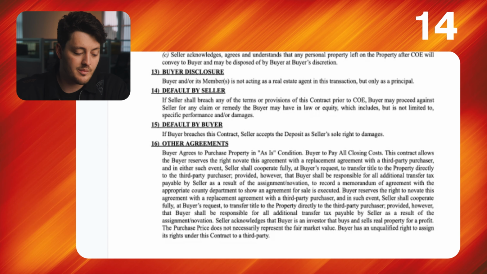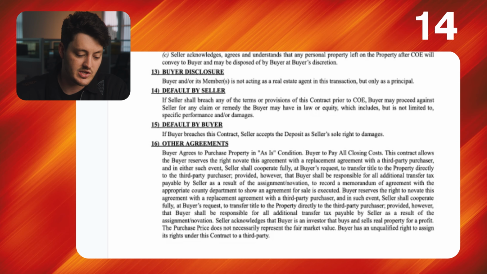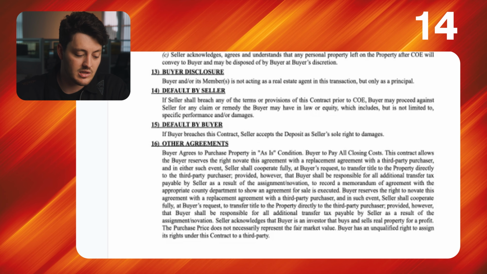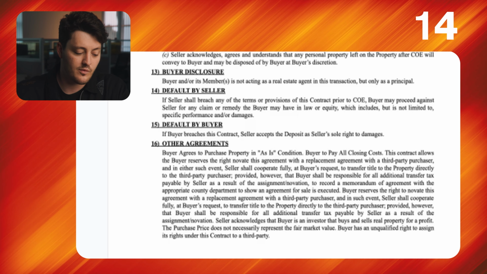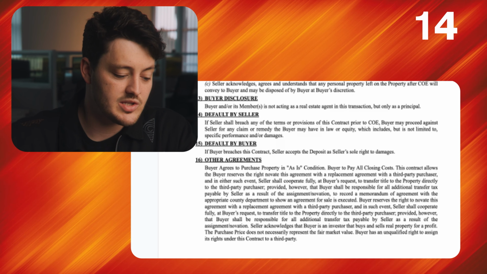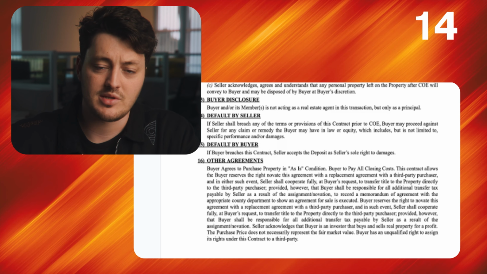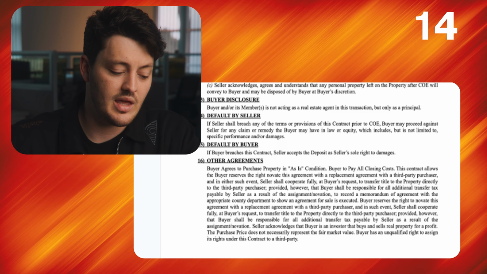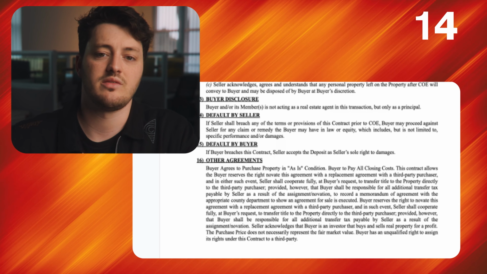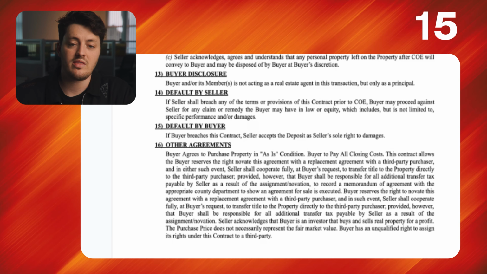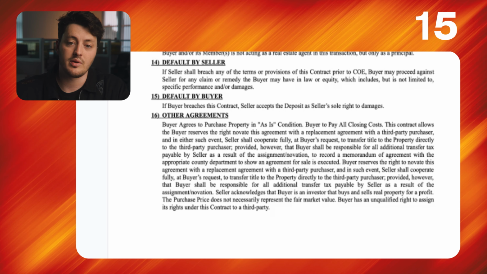Number 14 is default by seller. If the seller shall breach any of the terms or provisions in this contract prior to close of escrow, buyer may proceed against seller for any claims or remedy the buyer may have in law or equity, which includes but is not limited to specific performance or damages. Now, this clause, hopefully you don't have to use. However, if a seller goes behind your back, if they ghost you and stop talking to you the day of closing, whatever it may be, this gives you the ability to pursue them for the damages that you may have lost in this transaction. Number 15 just states that if we, the buyers, breach the contract, the seller is able to receive the earnest money deposit that we put up in the beginning of the contract.